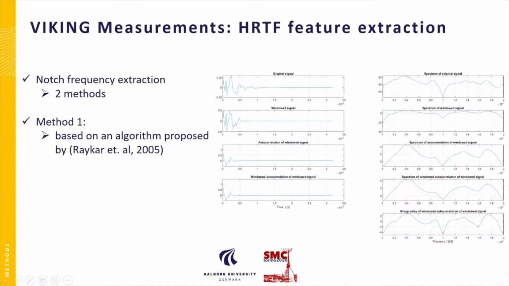For the extraction of the notch frequencies at the various elevations, two methods were used. The first method was based on an algorithm proposed by Raykar and others, which involved a series of signal processing steps aiming to isolate these notches more clearly. These steps involved windowing the original signal, taking the autocorrelation of this windowed signal and further windowing, eventually leading to a group delay function where the notches beneath a certain threshold could be extracted.